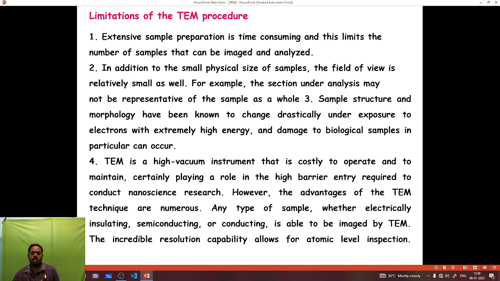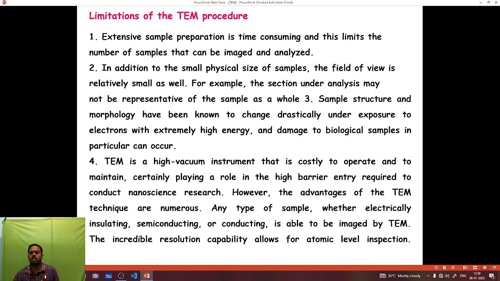Extensive sample preparation is time consuming and expensive. The instrument itself is a high cost instrument, and it may not be applicable for all samples. The electron beam will disturb or destroy the sample. We cannot get the correct information, and it will analyze only a particular part of the sample.